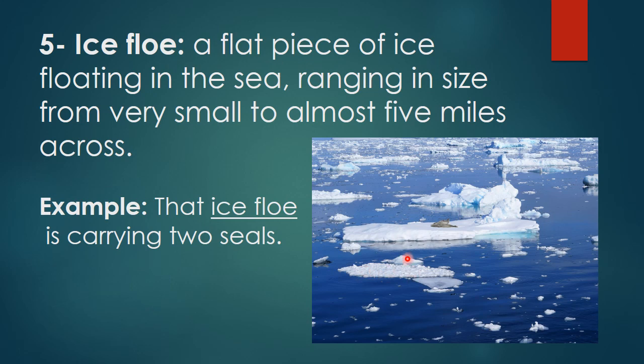Okay, so here's, let's say, a small one or a tiny one, and there's a bigger one that actually can carry 2 seals. Alright, but I don't think that this one will carry a seal. Alright, let's use it in a sentence. That ice floe is carrying 2 seals, as you see here.